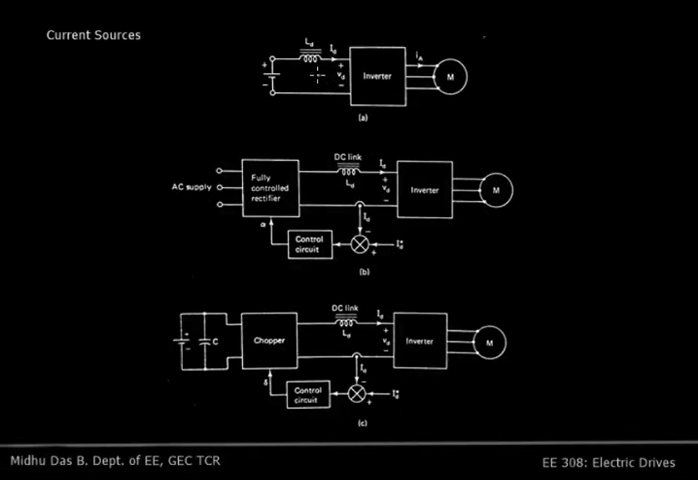These are the schemes which are used to implement current sources. From a fixed DC source, when you connect an inductor LD, a DC link inductor, in series, you get a constant current source. If the supply is AC, a fully controlled rectifier is used to convert it into DC, and then a DC link inductor will connect it to the inverter. If the supply is DC and you want a variable DC supply, a chopper has to be connected in between, and then a DC link inductor will connect it to the inverter and then to the induction motor drive.